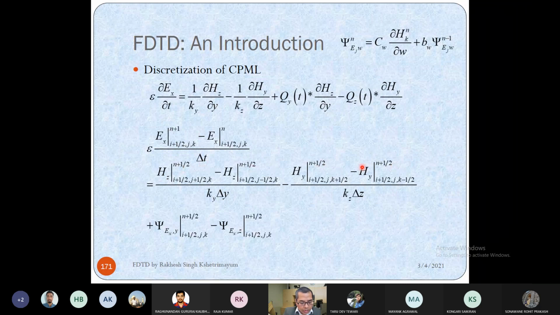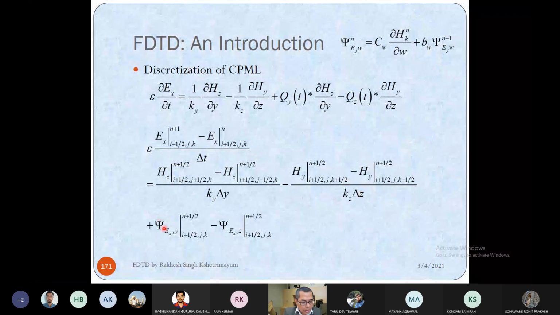Similarly, also at n plus half. Hy is located at the center in the xz plane. So i plus half, j, k plus half and i plus half, j, k minus half, because we are doing the partial derivative with respect to delta z. This is your psi exy at i plus half, j, k and psi exz at i plus half, j, k. So this psi is calculated with respect to Ex. Ex is also always calculated at i plus half, j, k. So that's why this is the space location. Time is at n plus half.